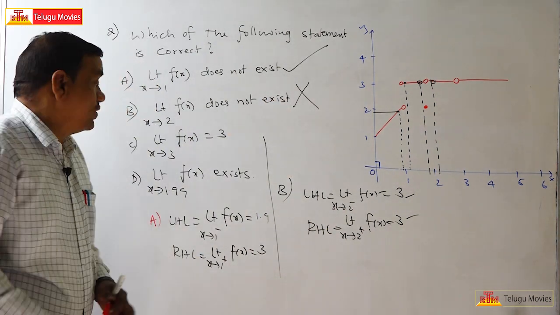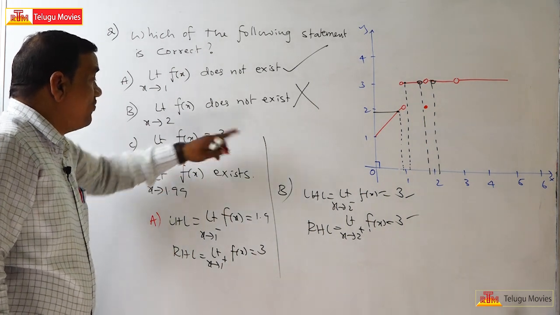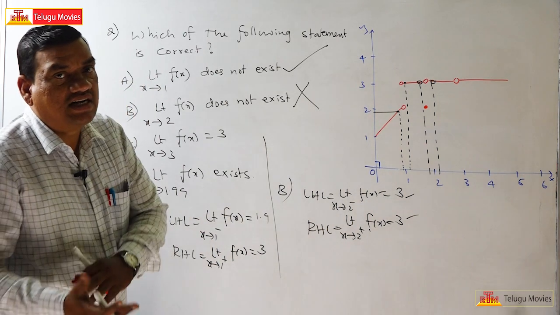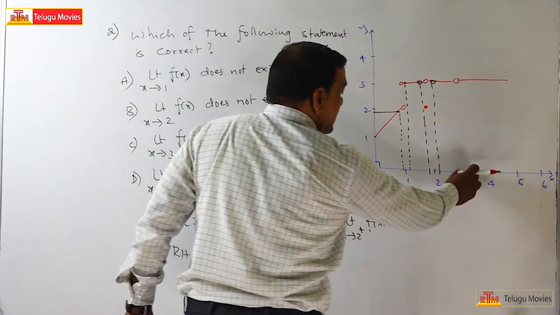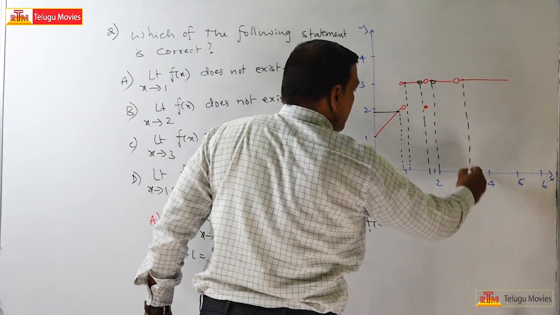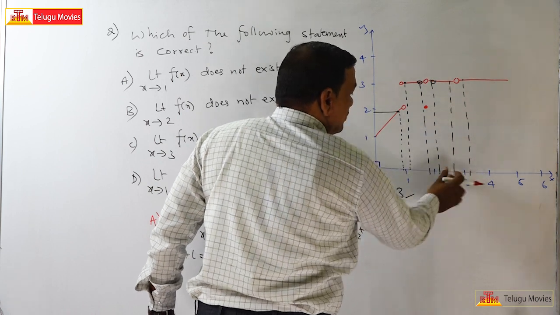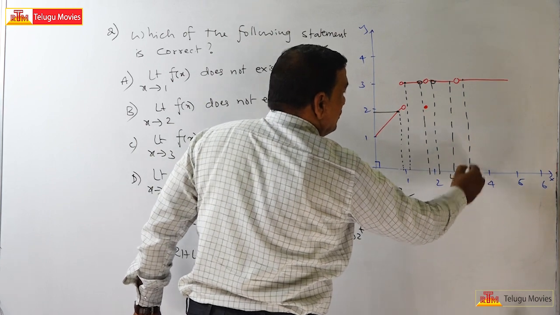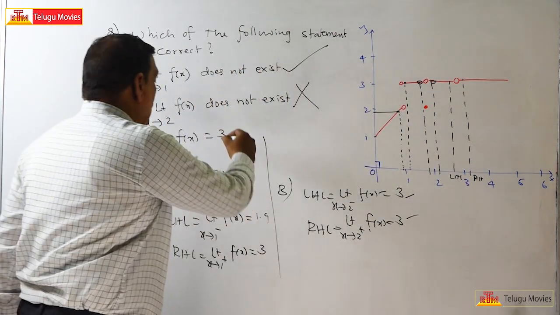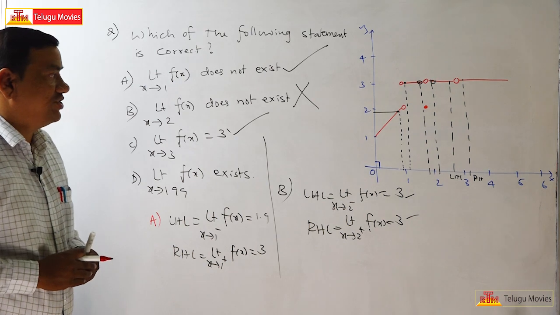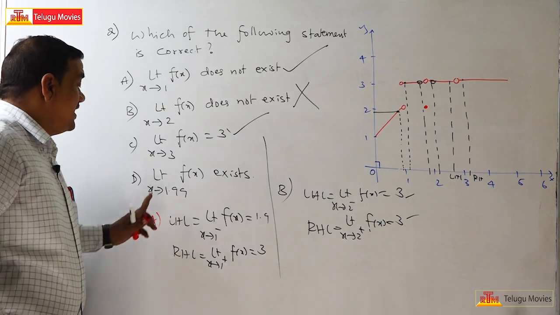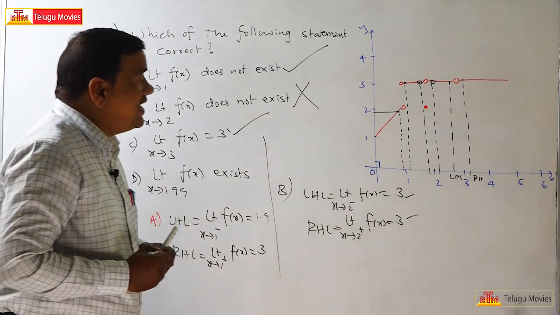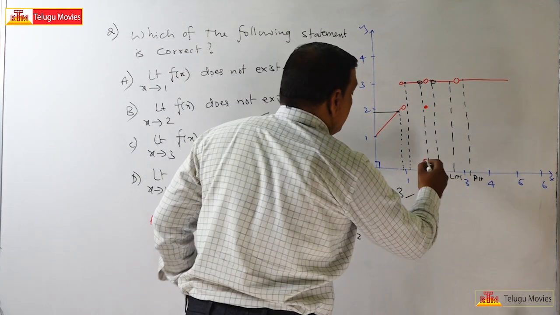Now see at x equal to 3. Limit x tends to 3 of f of x is equal to 3, he is saying. That means the left hand side limit is 3 and the right hand side limit is also 3. So LHL value is 3 and RHL value is 3. Therefore this statement is right. Now let us see here, limit x tends to 1.99. Where is 1.99? Here it is 1.99.